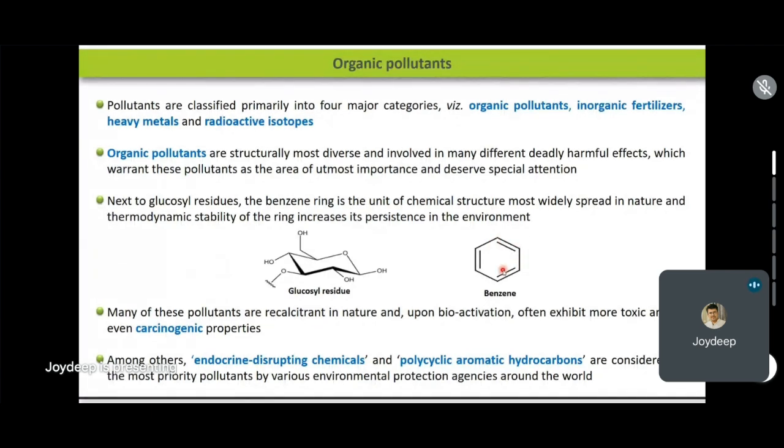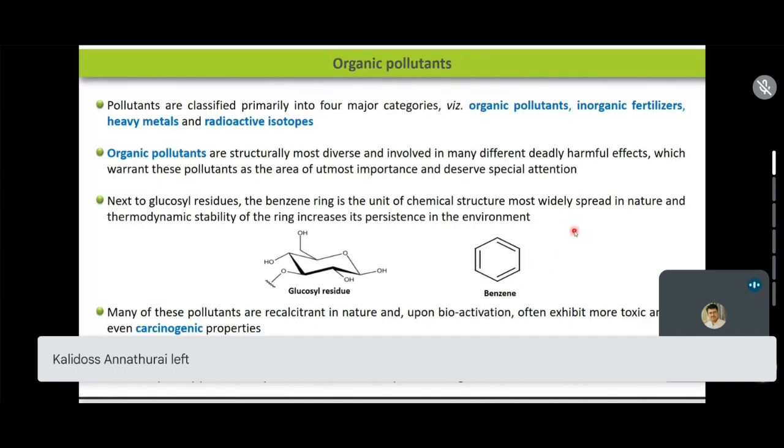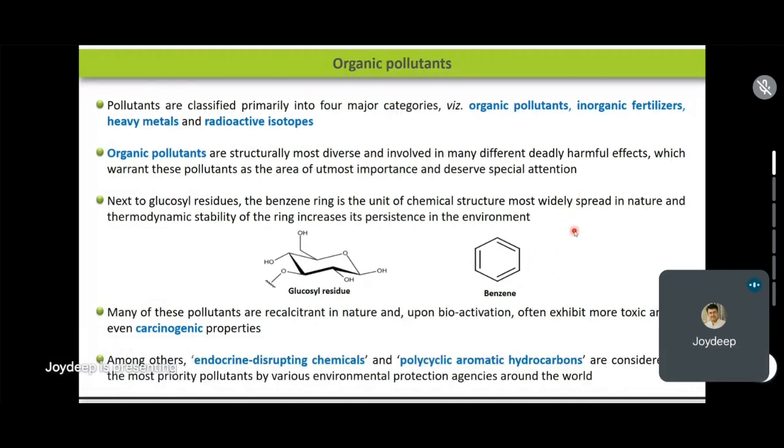And as the number of rings increases, for example, this is benzene. When there are two rings, we call it naphthalene. When there are three rings, we call them anthracene or phenanthrene. So as the rings keep increasing, they become more and more stable and thus more and more persistent in nature. So many of these pollutants are recalcitrant. Recalcitrant means the pollutants which stay or remain in the environment for a very, very long period of time.